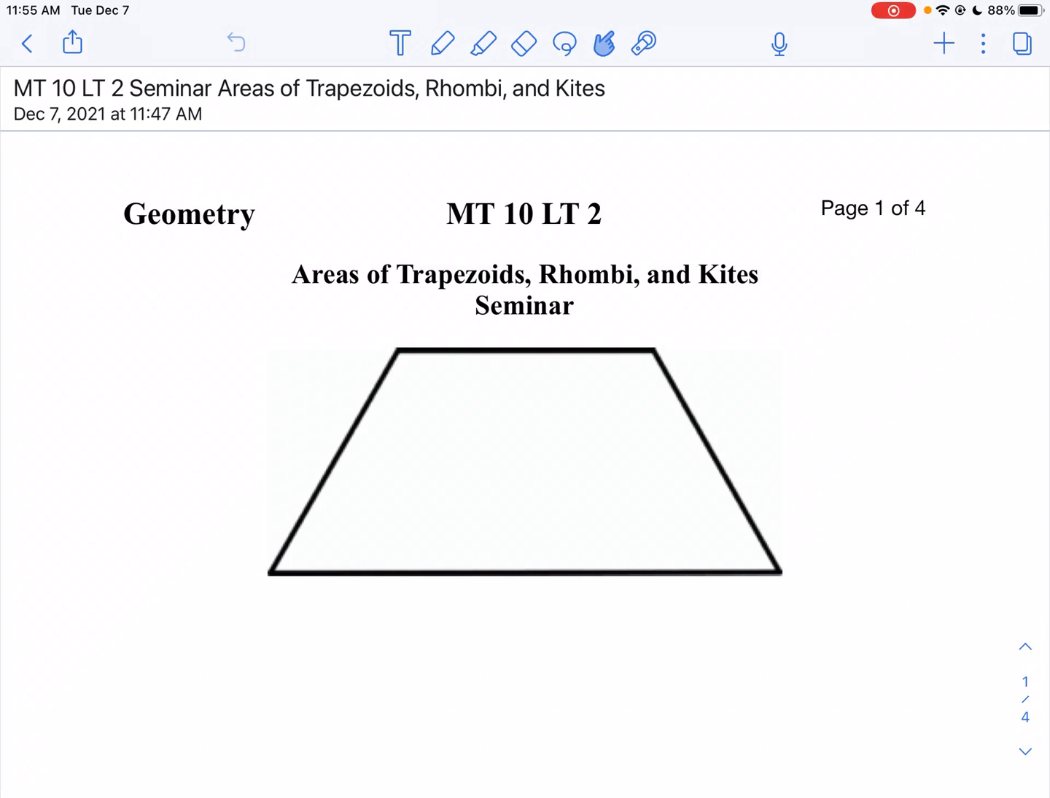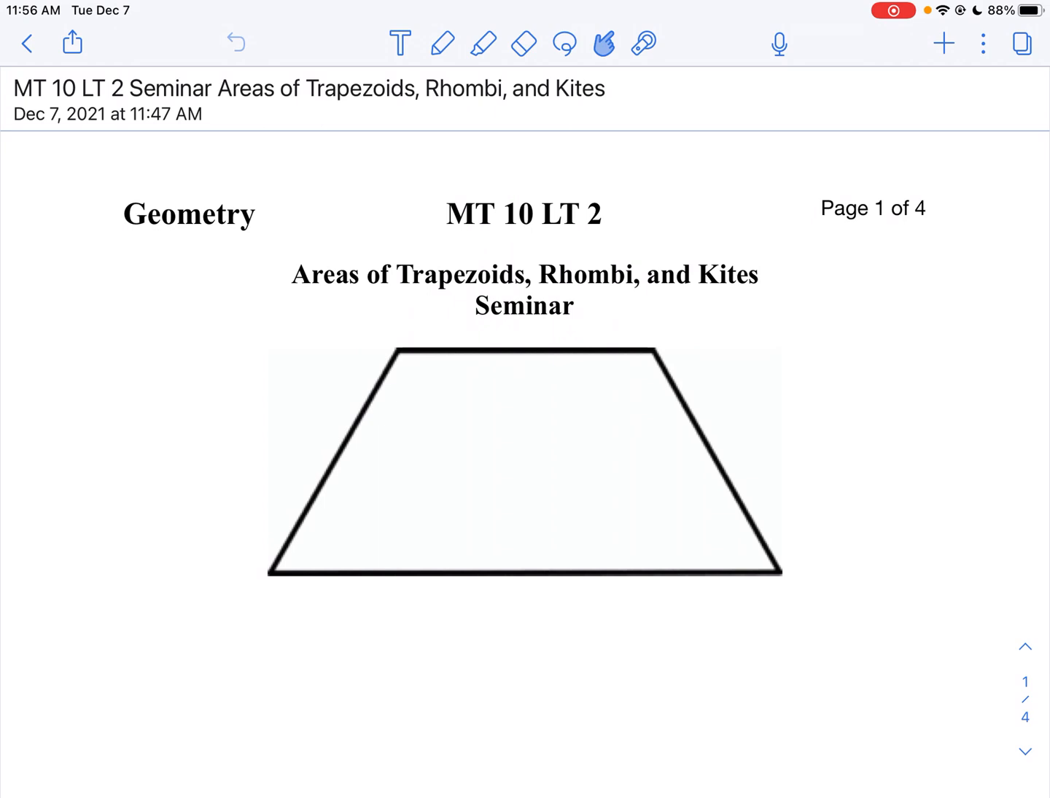Hello, in this lesson, I'd like you to find the areas of trapezoids, rhombi, and kites. So we're going to be looking at area. The vocabulary we'll look at is height of a trapezoid. So here we have a trapezoid. I want to find a formula that will help me find the area of this.